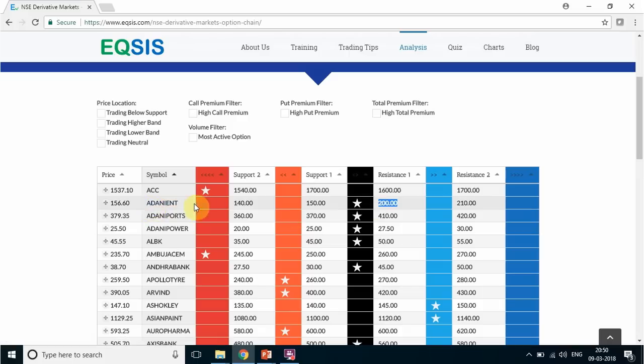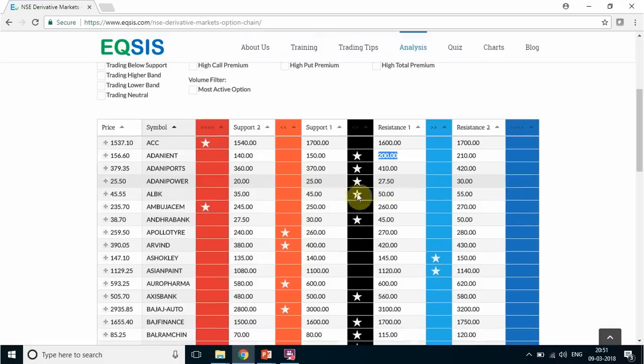So it is very difficult for us to see where the number is actually located. That is the reason why we have a star which is going to stand at the right position. But any stock which is actually trading slightly above this strike, let's say Apollo Tyre, where the star is actually placed, is something above 240 and below 260.